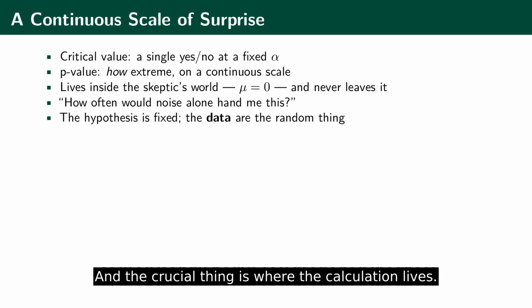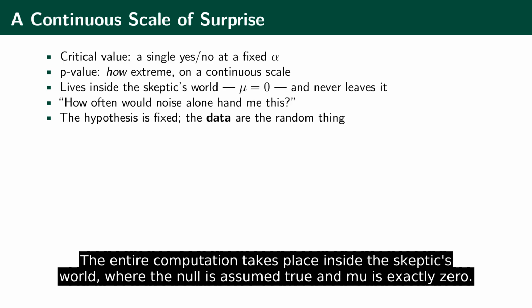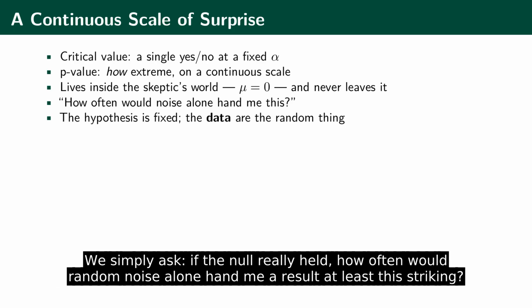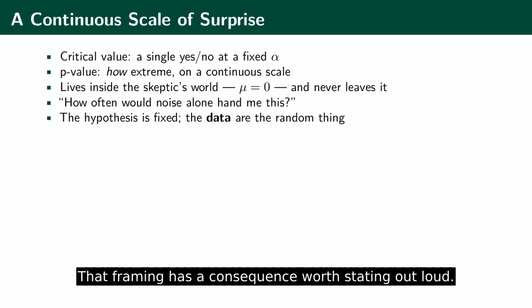And the crucial thing is where the calculation lives. The entire computation takes place inside the skeptic's world, where the null is assumed true and mu is exactly 0. We never step outside that world to ask whether it is the right one. We simply ask, if the null really held, how often would random noise alone hand me a result at least this striking? That framing has a consequence worth stating out loud.